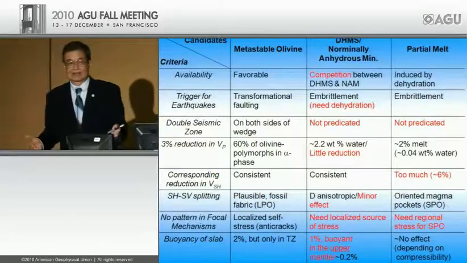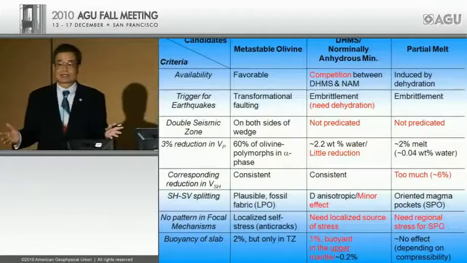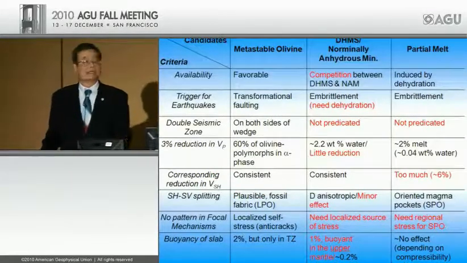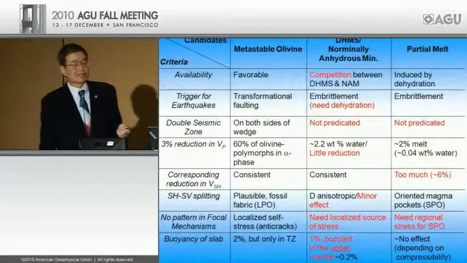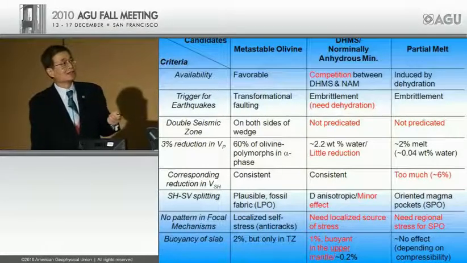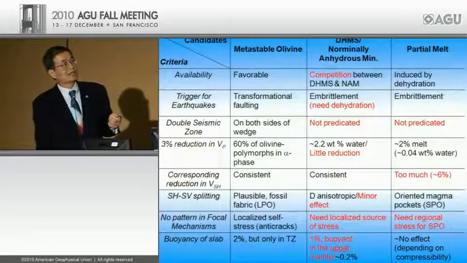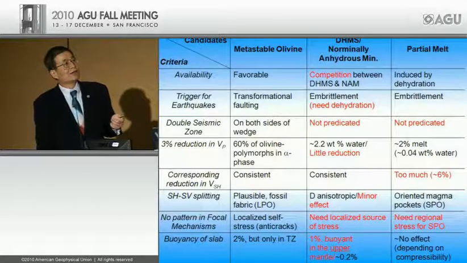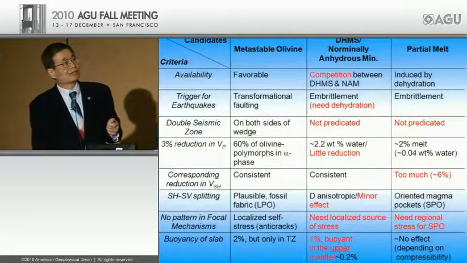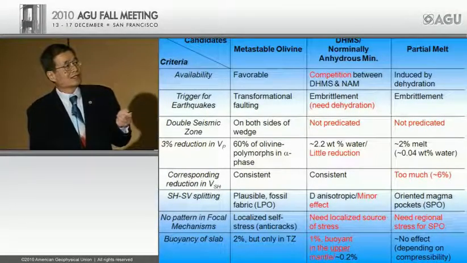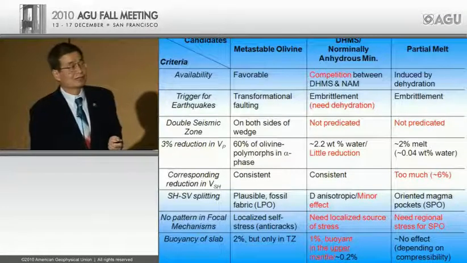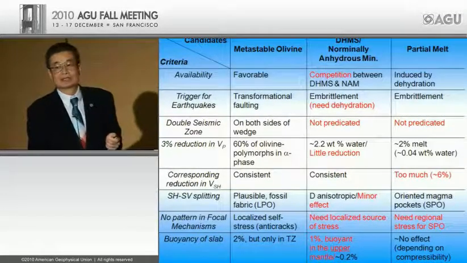Well, so far I've danced around calling this petrologic anomaly, but what is it really? Well, to answer this question, you have to endure through this rather long matrix of things. I listed some candidates: metastable olivine, the dense hydrous magnesium silicates, and also the nominally anhydrous minerals, and even including partial melts. Over here are the criteria that have to be satisfied by the successful candidate.